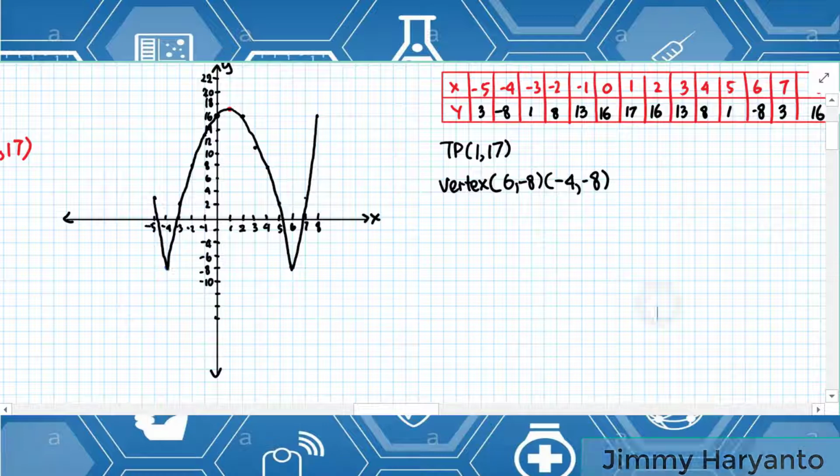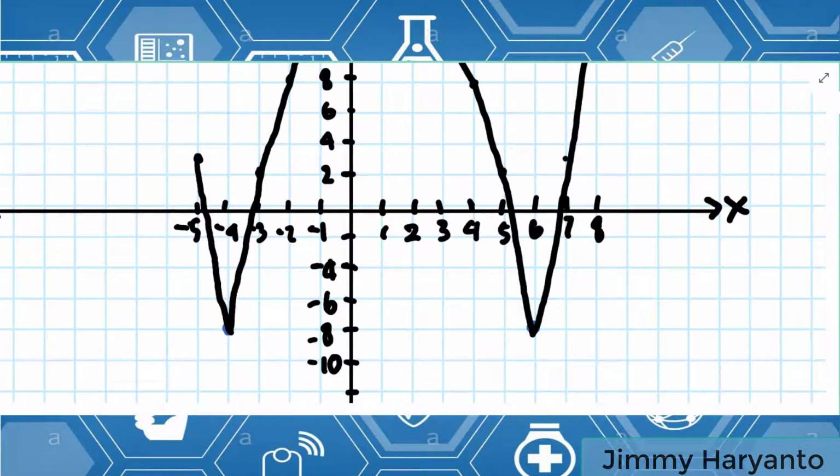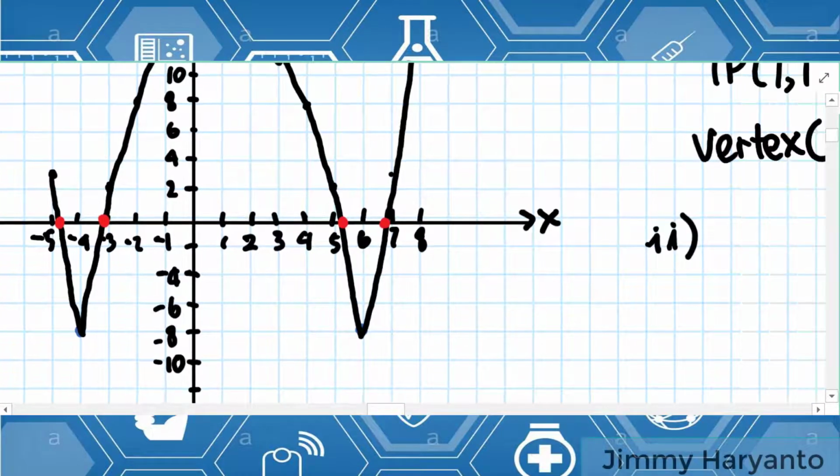The second question is estimate. So when you are asked to estimate, you don't have to calculate. If the instruction is calculate, you have to calculate. If the instruction is from your graph, estimate the x-intercept, you only have to read the x-intercept. The x-intercepts are this one, this one, this one, and this one. Maybe my drawing is not too accurate because I don't have millimeter block. If you use millimeter block, it will be better.